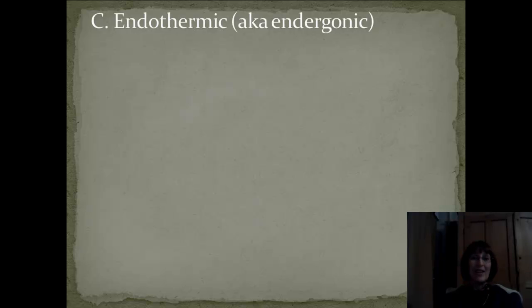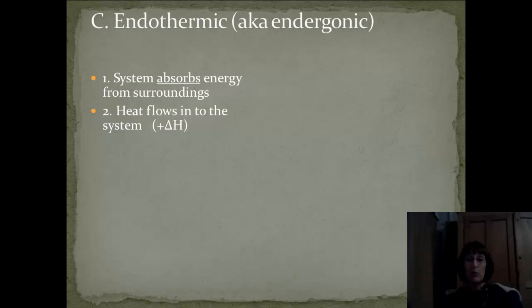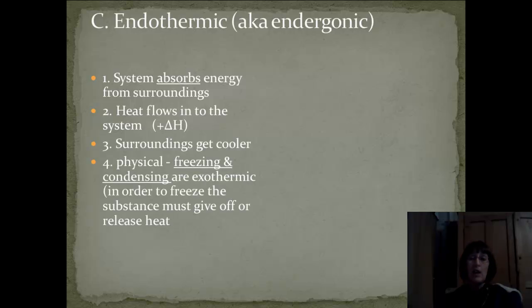Okay, capital letter C, endothermic. Another word for that is endergonic. This is when the system absorbs energy from the surroundings. It's going to suck in the heat. It's going to take in that heat, and so it's taking in energy, so it's going to have a positive enthalpy or positive delta H. It's increasing the energy. The surroundings lose the energy. The energy is taken from the surroundings and put into the system that we're looking at.